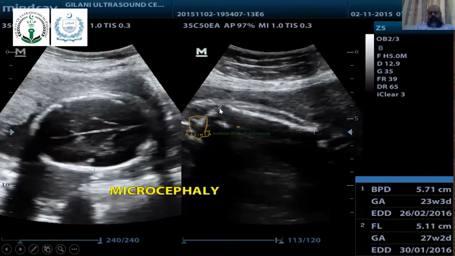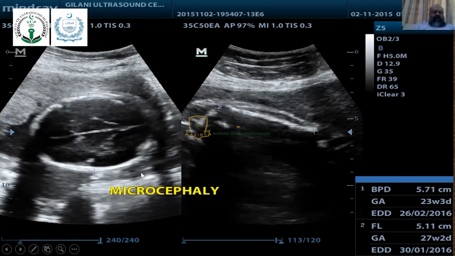This is the gestational age. By femur length is 27 weeks, whereas by BPD is 23 weeks, 3 days. So 4 weeks difference. The head is 4 weeks smaller than the gestational age determined by femur length. We will also measure the head circumference. If it is also 23 weeks, 3 days, it will indicate that it is not a dolichocephaly, it is not a longer head in which the biparietal diameter decreases and occipitofrontal diameter increases.